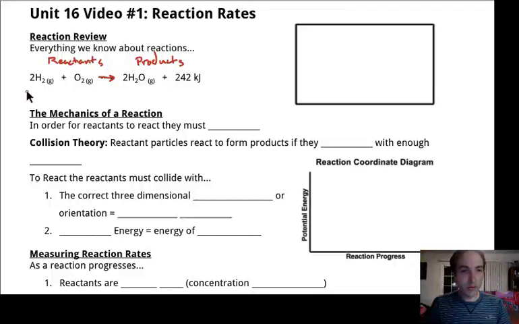Okay. Other things that we know: this is a balanced equation. We can count up the number of hydrogens on the left. There are 4 atoms of hydrogen on the left, and there are 4 on the right. There are 2 atoms of oxygen on the left, and there are 2 on the right. So we know it's a balanced equation.